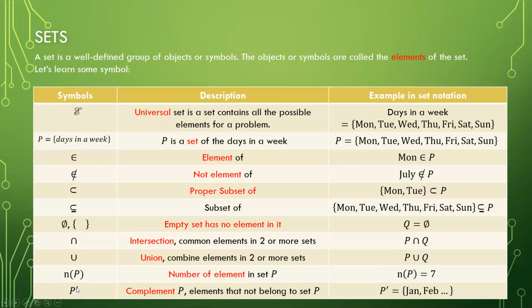When you have P with an apostrophe here, it's called the complement of P. That means we are looking for the elements that do not belong to P, everything except P. Because P is this set, other than that it can be anything else, and that will be called the P complement, right? So remember all the symbols because they are important in solving set questions, right?